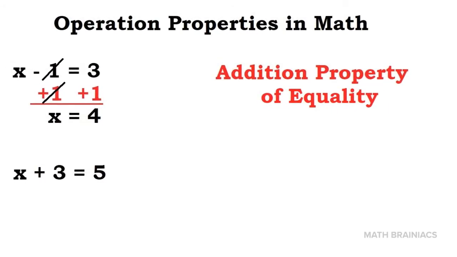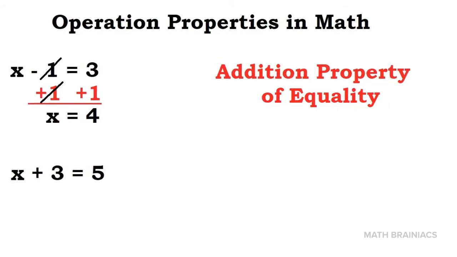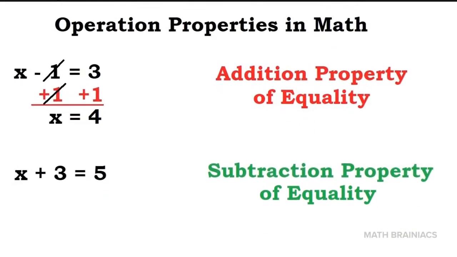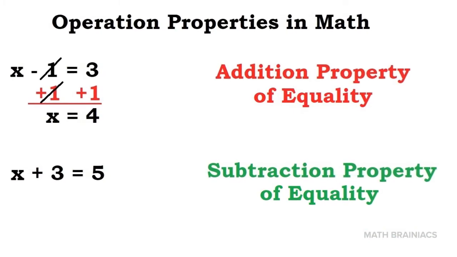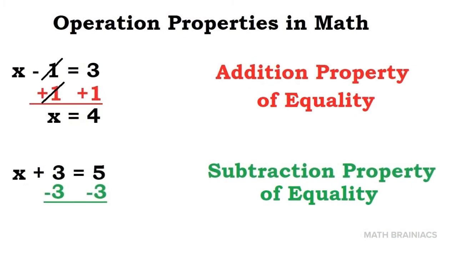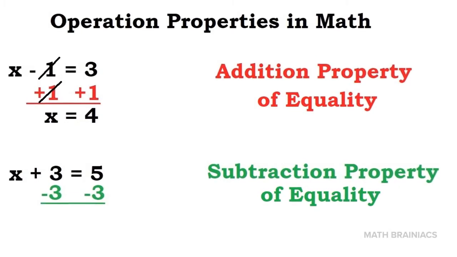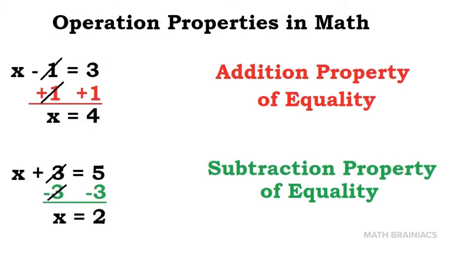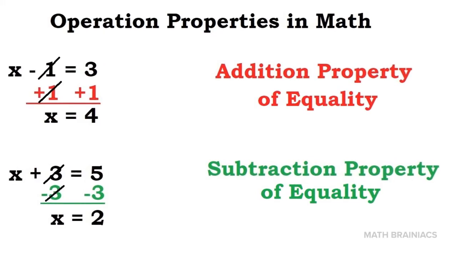What about this example? x plus 3 is equal to 5. What property are we going to use to solve for x? We are going to use the subtraction property of equality here. Subsequently, subtracting 3 on both sides of the equation, we can cancel out the 3 on the left side and we can come up with x is equal to 2.